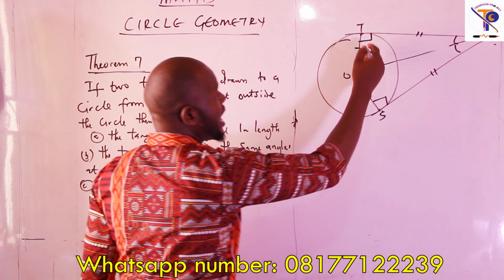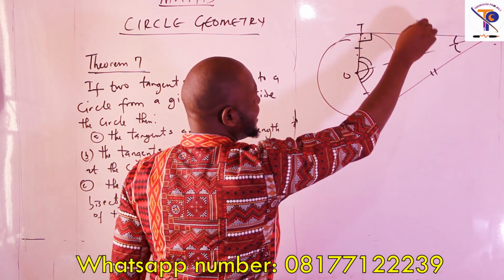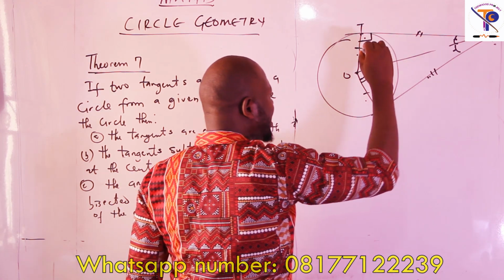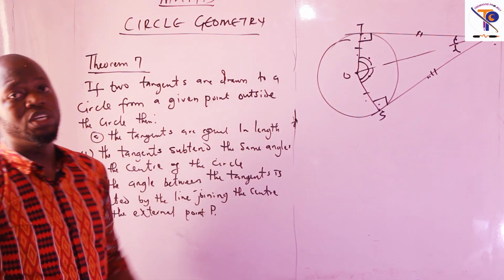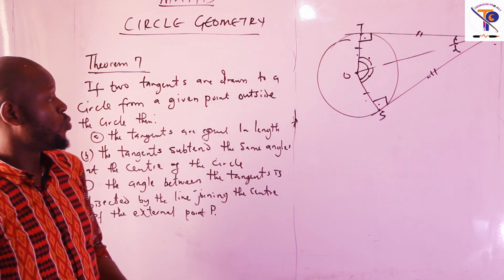So by RHS, this side is equal to this side, and this side is equal to this side. Definitely this angle will be equal to this angle. Why? That is automatic. That is what the theorem is saying. So this one is not stressful. It doesn't take much time to comprehend.